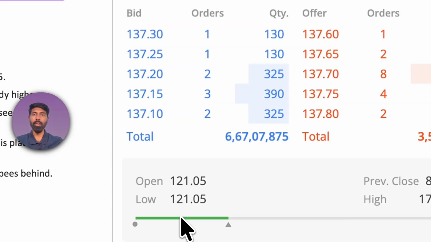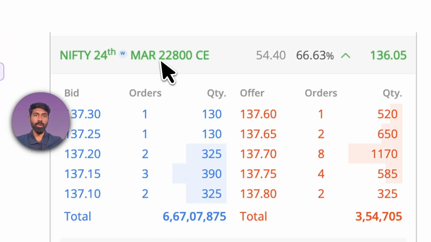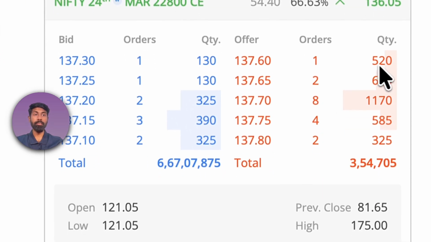Then there is order book walking. For example, let's say you want to buy this option. The best price that you're going to get right now is 137.56. And how much quantity? Only 520 quantity.